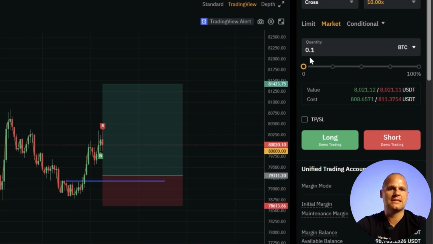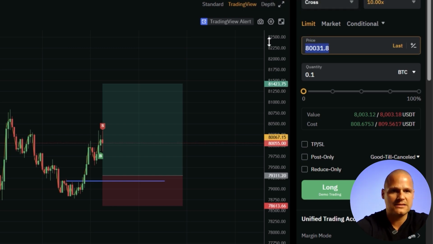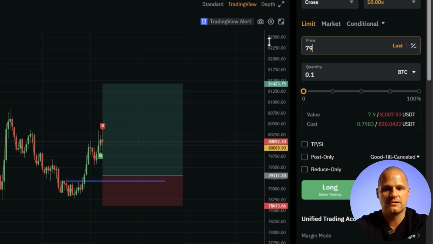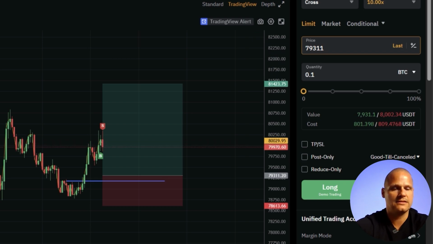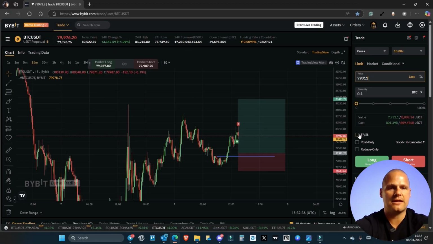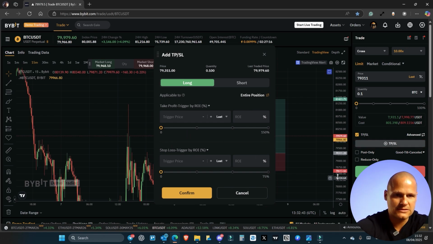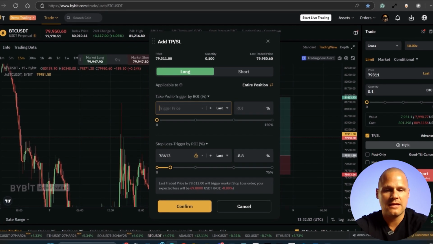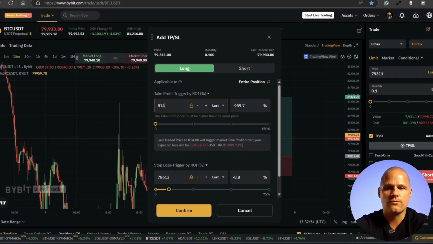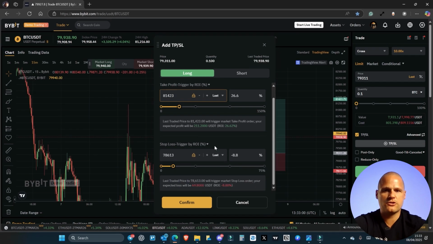So what I can do, simple thing, I need to click limit, and my limit price will be 79,311, right? And again, I'm going to set up a TP and SL. So my stop loss price will be 78,613, right? And my target will be 81,423. So now, if you look, it looks much better, right?